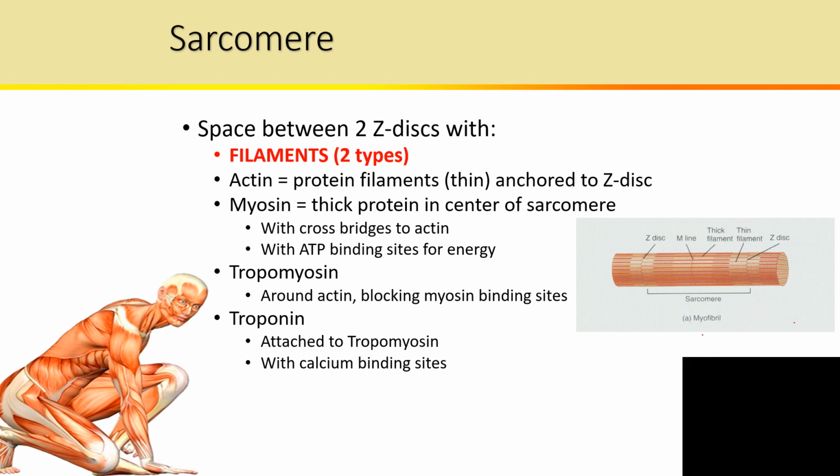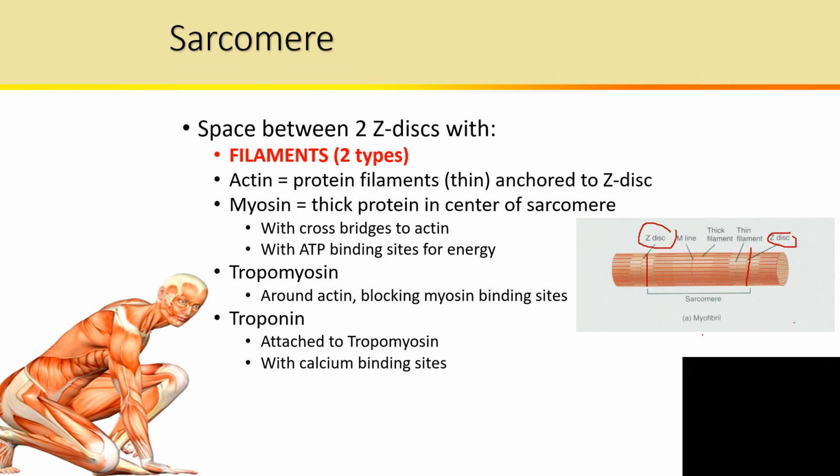Now this is a sarcomere. A sarcomere would be from this line right here to this line. This is where the end of that sarcomere would be, and that's called the Z line or a Z disc. It's right here at the end. So your muscle cell goes from this Z disc to this Z disc right there.